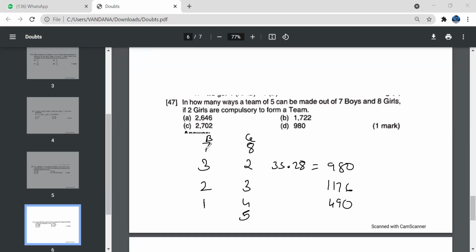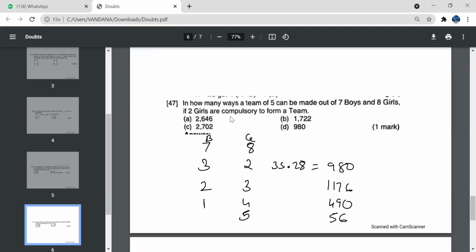And 8C5. 8C5 is the same as 8C3, 8 into 7 into 6 divided by 6. This is 56. We'll add this. It is 980 plus 1176 plus 490 plus 56, 2702. C is your answer.